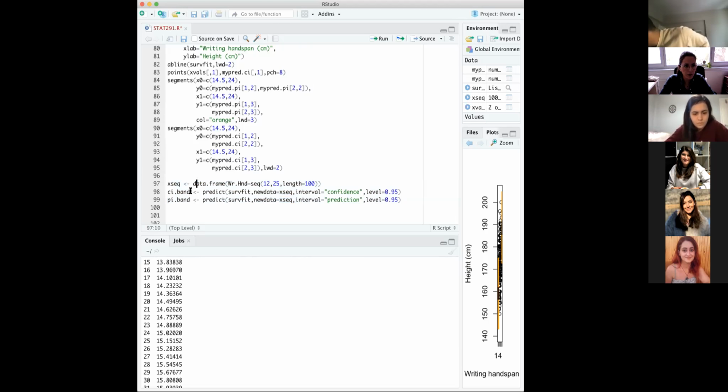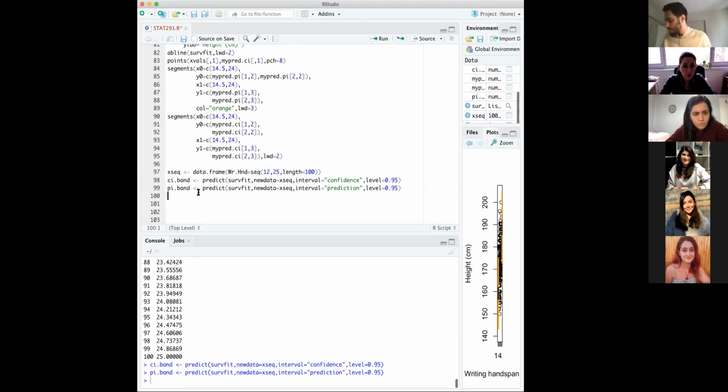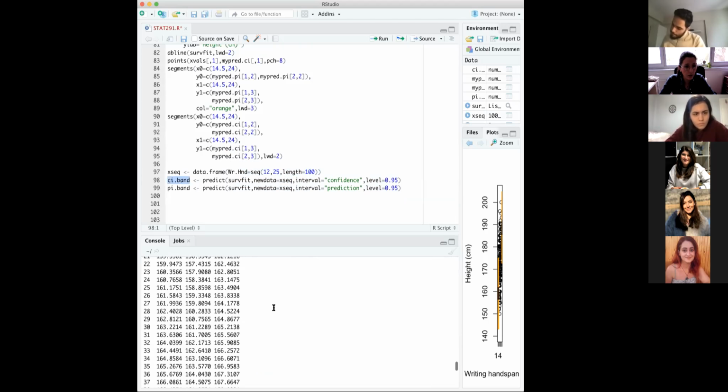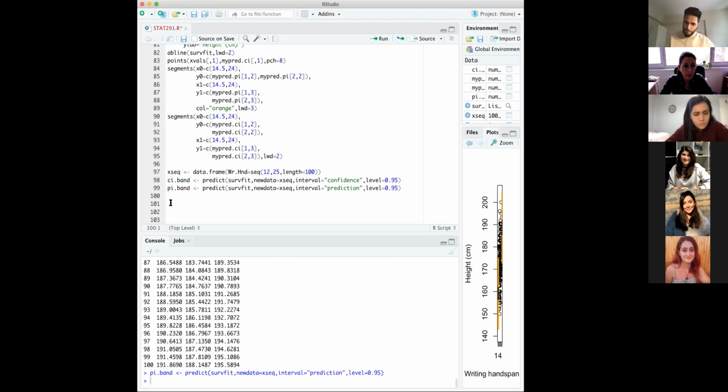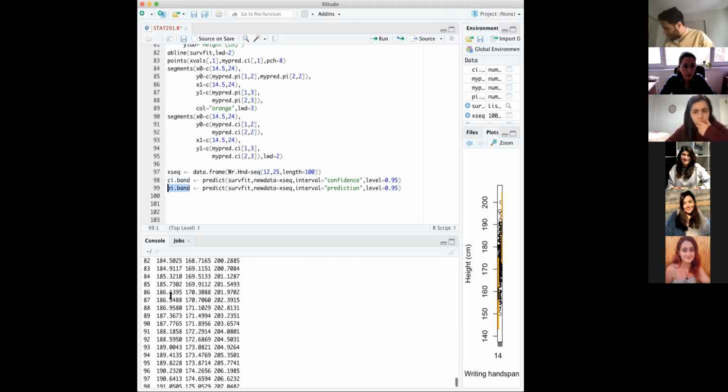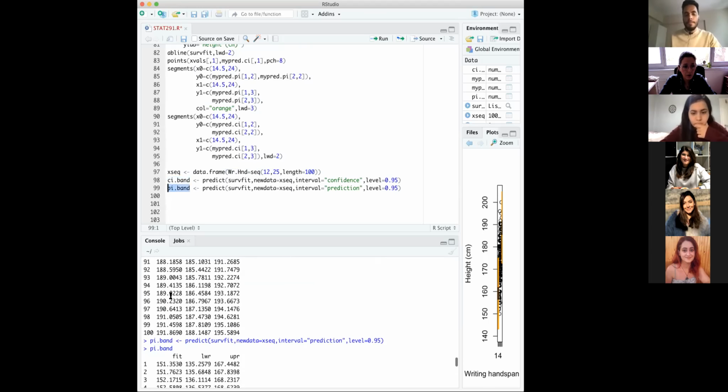It's just starting from X sequence in here. We are generating a new data frame. We will use these data sets to add some predictions. First, I will just get confidence intervals, and the second one is for prediction intervals. This is my confidence intervals in here. For each of them, I have fit values, y hats, and I have lower and upper bounds. And this is my prediction interval in here.